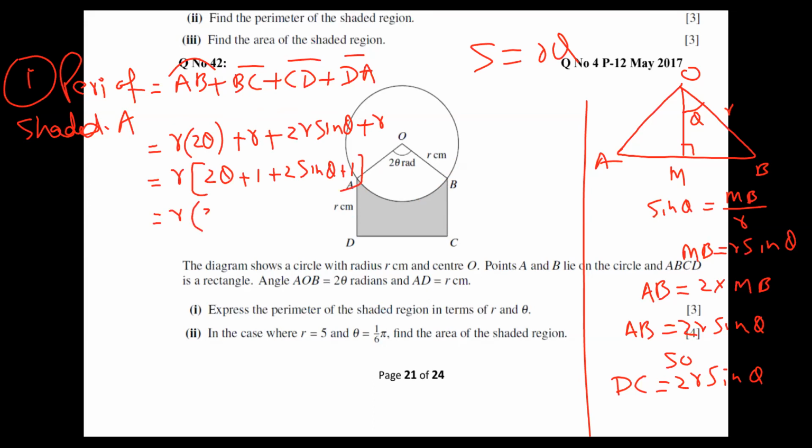I can make it simpler: 2 plus 2 sine theta. I can take 2 common, so it is better to write it outside the bracket: 2R(theta plus 1 plus sine theta). I'm sure up till now this is very clear. So the perimeter of the shaded part is done.